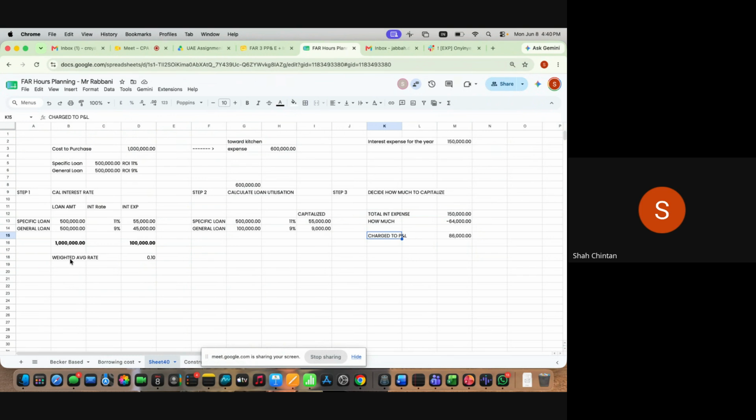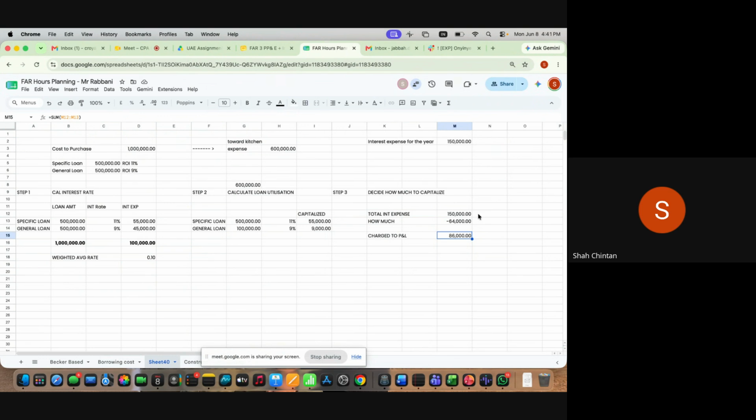You can be asked to calculate the weighted average borrowing rate across all the loans. So step 1 is your answer. You can be asked to calculate the amount that can be capitalized. Step 2 is your answer. Or you can be asked what is the amount that goes to the P&L. And step 1 plus step 2 plus step 3, you have to come till the charge to P&L section. Clear? Step 1 is not necessary unless they ask. This is the template I give you.